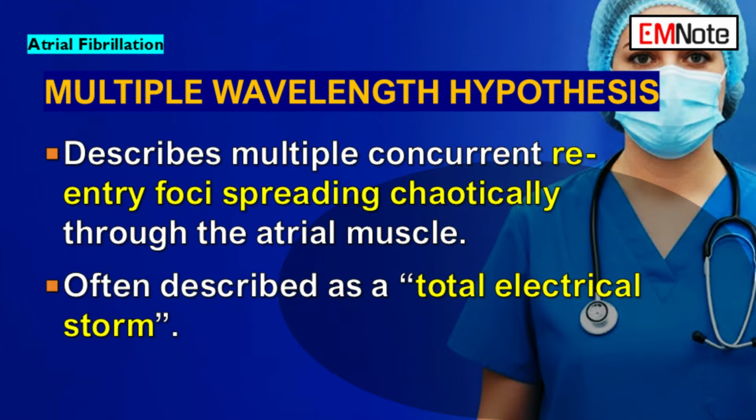What are the two main electrophysiologic theories that drive this chaotic rhythm? So the first is what we call the multiple wavelet hypothesis. It basically describes multiple concurrent reentry foci just spreading chaotically all through the atrial muscle. A total electrical storm. Exactly.